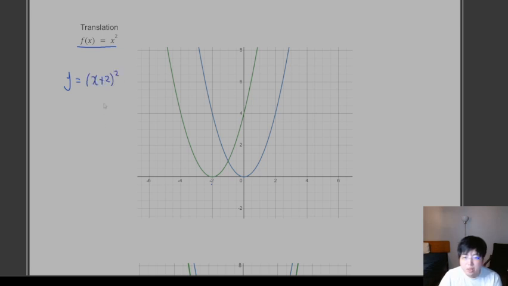It is easy to confirm if we actually plug in some numbers. For example, in this new equation, if you plug in x is negative 2, then y will be (-2 + 2) squared, which is 0. So as you can see, when x is negative 2, now y is 0. And you can try more numbers and see that it has shifted to the left.